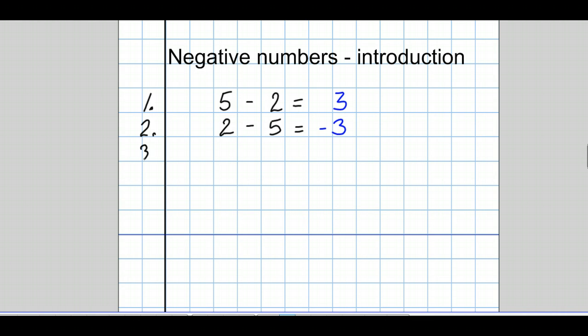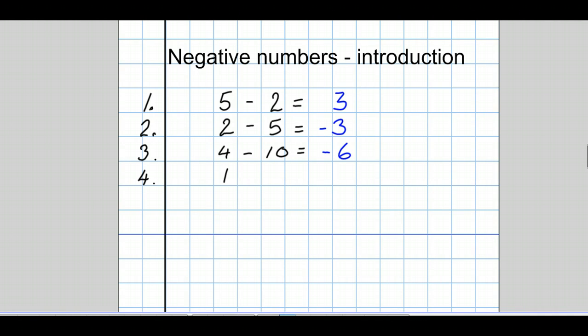I'll show you that again. Question 3. 4 take away 10. Now we're taking away more than we have, so the answer is going to be negative. The difference between 10 and 4 is 6. So 4 take away 10 is minus 6.